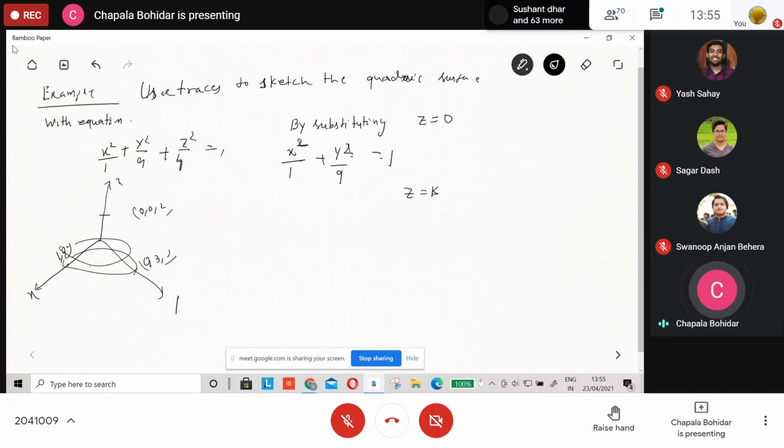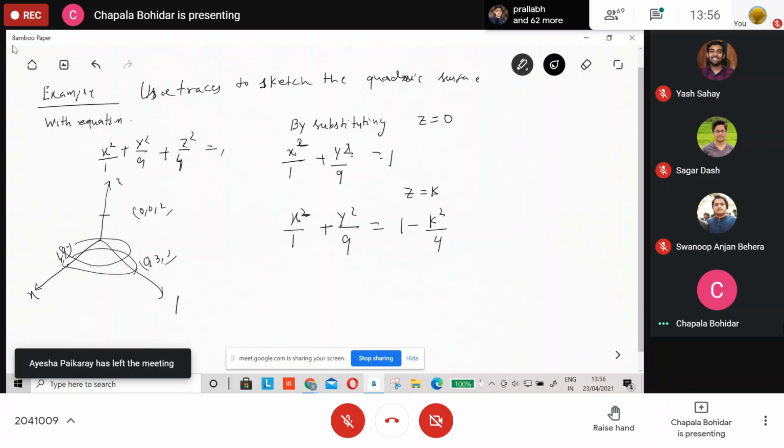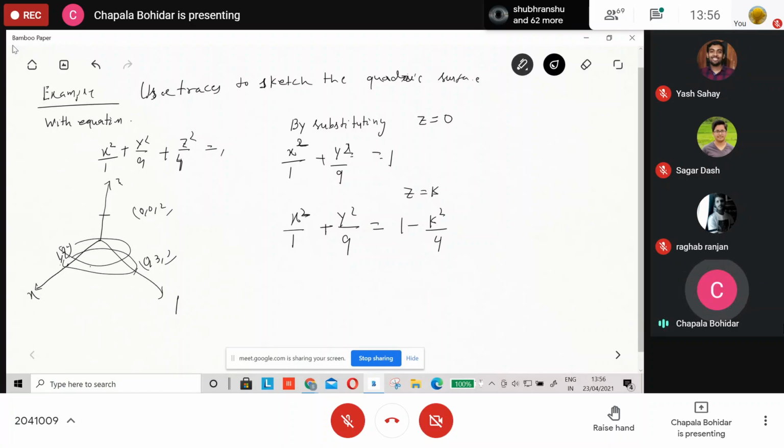I can write it as x square by 1 plus y square by 9 is equal to 1 minus k square by 4. I can write it like this by putting z is equal to k in this equation. Tell me. Yes, ma'am. Okay.